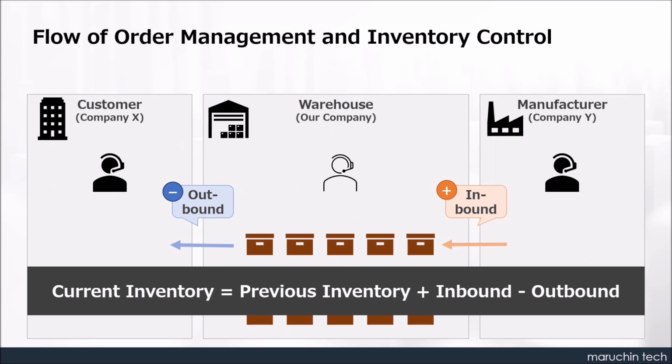As introduced in the previous section, the current inventory is processed using the calculation previous inventory plus inbound minus outbound. This is the basic concept, but in reality, the timing of inbound and outbound does not necessarily happen at the same time. Therefore, to maintain inventory integrity, we need to consider the timing of these processes.